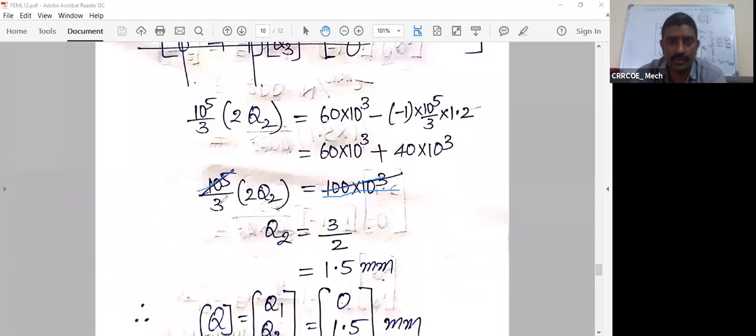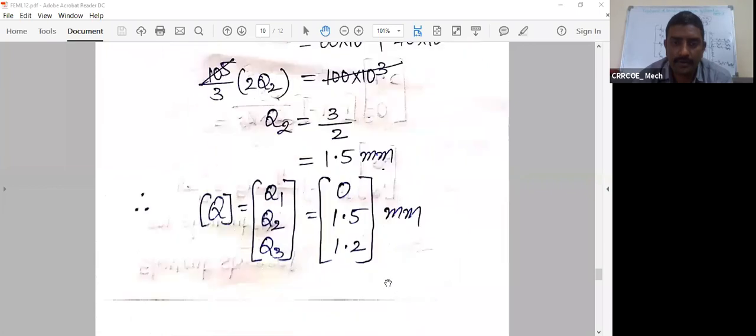So 2Q2 by 3 equal to 1. So Q2 is equal to 3 by 2. Therefore the Q2 displacement is 1.5 mm. So the global displacement vector: Q1 is the specified displacement 0, Q3 is the specified displacement 1.2 mm, and at node 2, Q2 is the determined displacement, 1.5 mm.